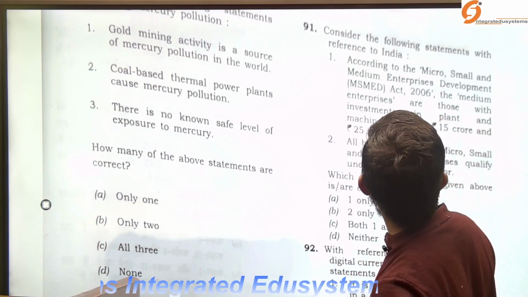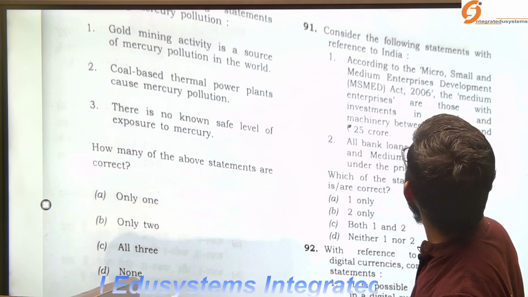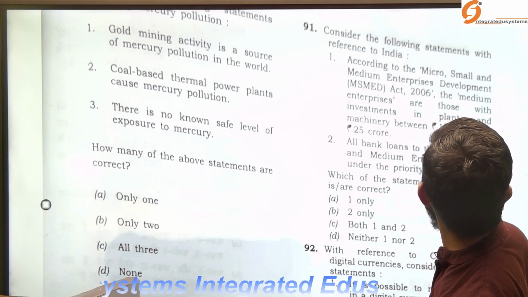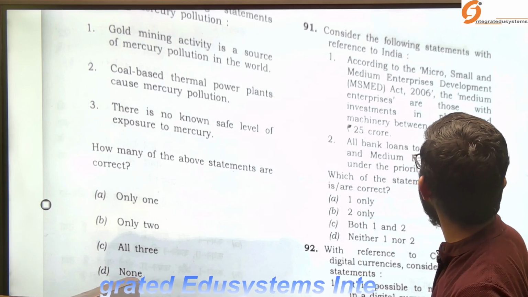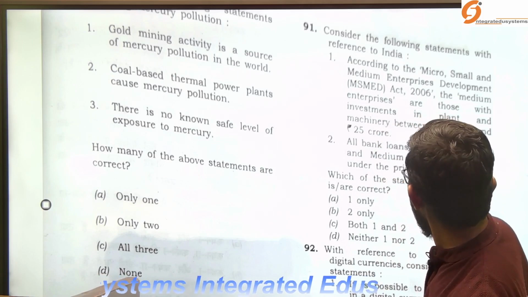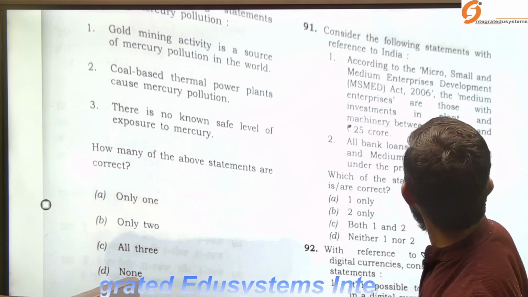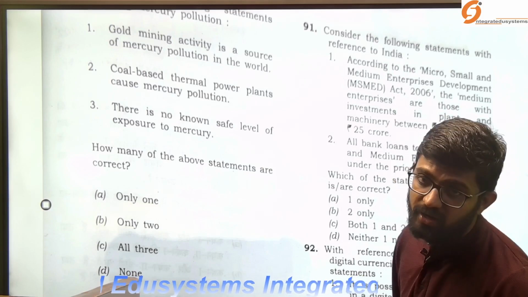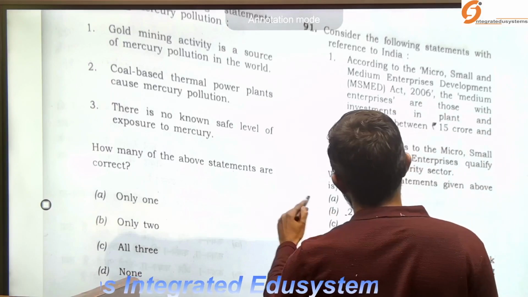Economic question 91. Consider the following statement with reference to India. According to MSME Act 2006, the medium enterprises are those with investment in plant and machinery between 15 crore and 24 crore. No, wrong. All bank loans to MSME are under priority sector. Yes, so answer here is B, which is only 2 correct over here.